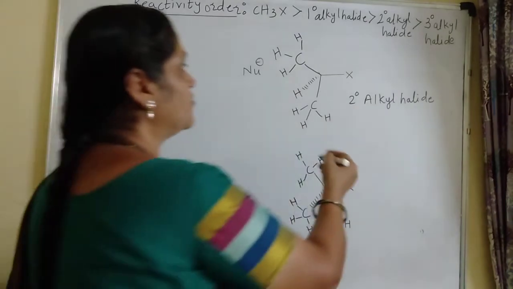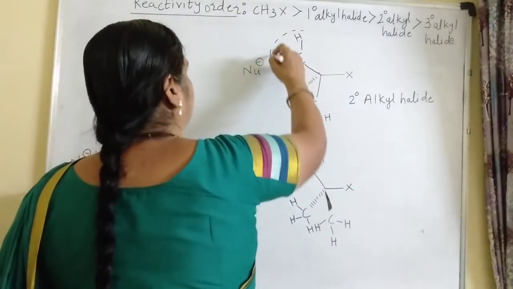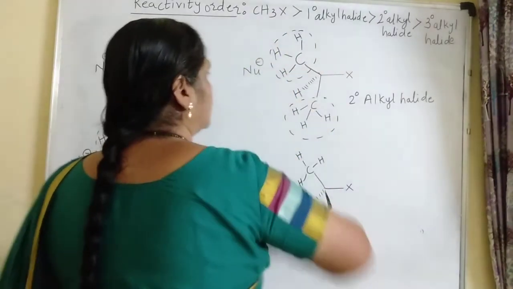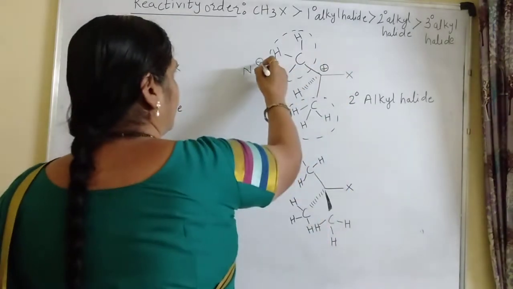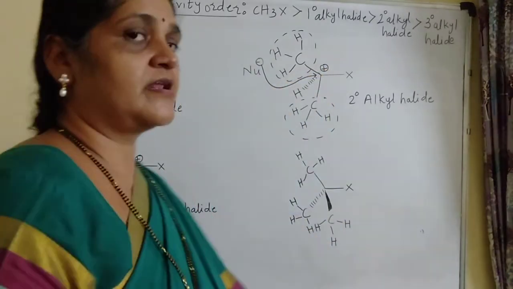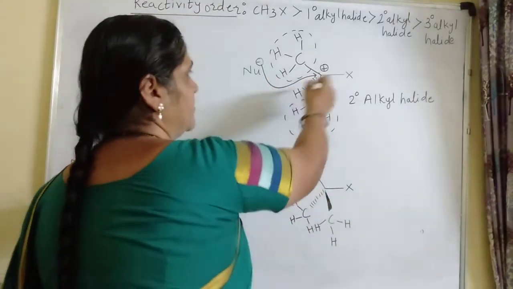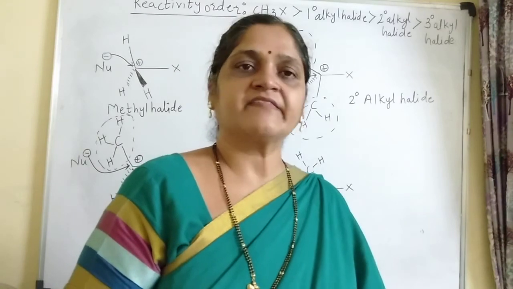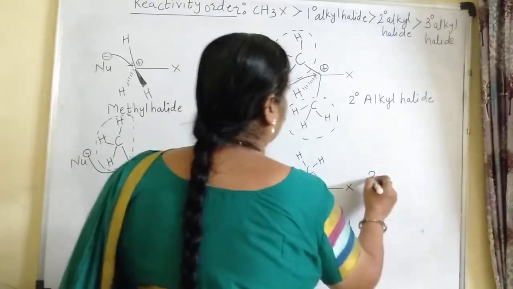Now, when you come to the secondary alkyl halide, you will find that there are two bulky methyl groups attached to the carbon which is carrying positive charge. And the nucleophile approaches this positively charged carbon with a little more difficulty. Therefore, the approach of the nucleophile becomes difficult, meaning the reactivity of the secondary alkyl halide will be less towards the SN2 reaction mechanism. Now coming to the tertiary alkyl halide.